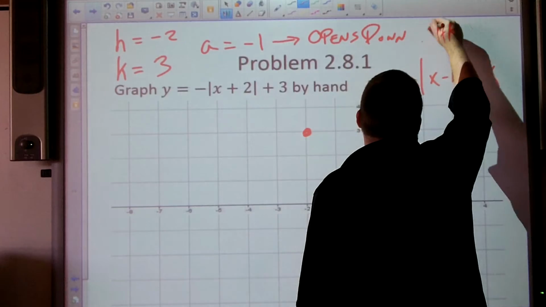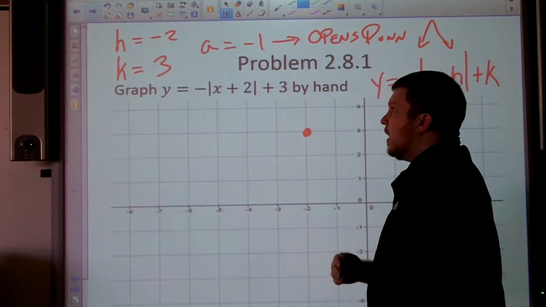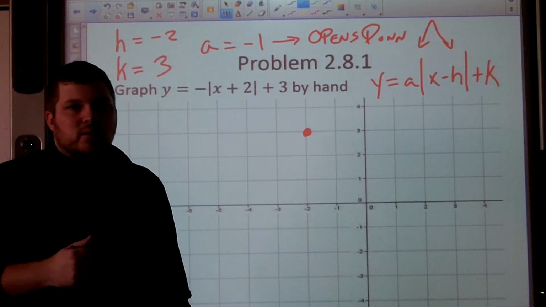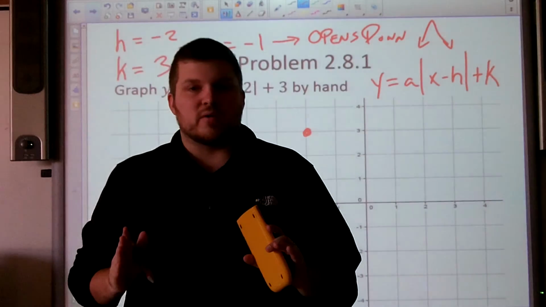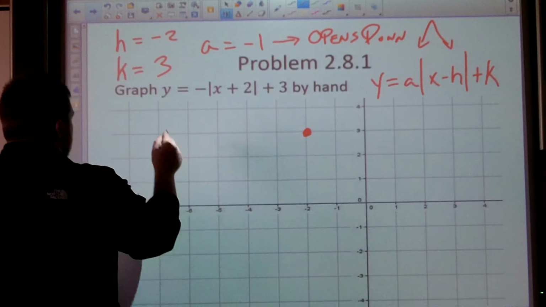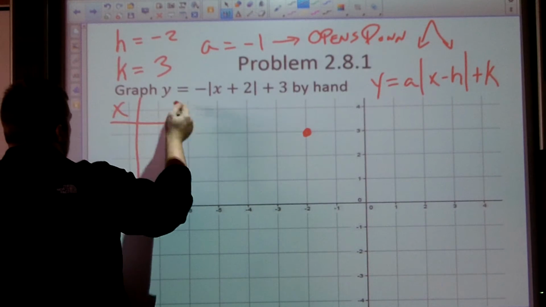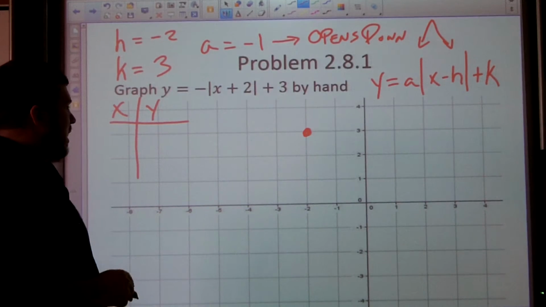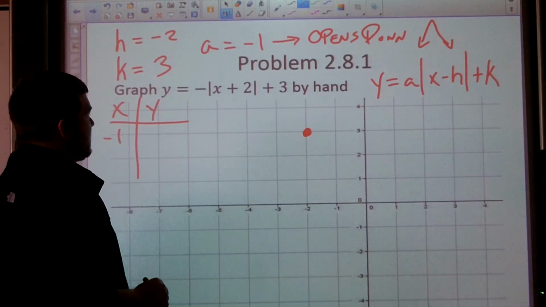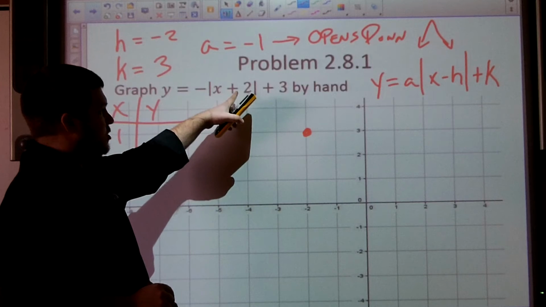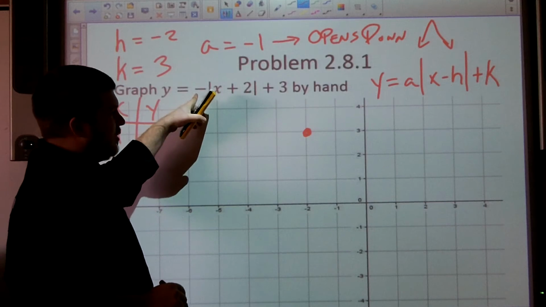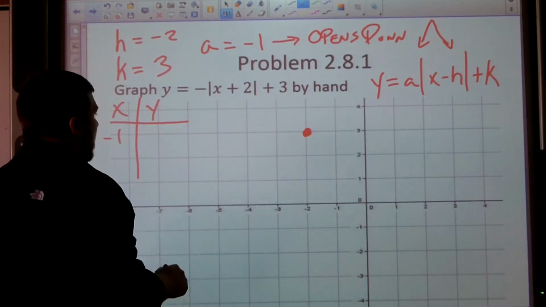Meaning it's going to look like the roof of my house. Okay, it's going to look something like that. Now, the absolute value of a is equal to 1, so it's going to be the same width. It's not going to be any steeper or any wider than the parent function, absolute value of x. So that's good. Now what I need to do is just plug in and make a table of values. So x, y. What I'm going to do now is just pick a nice ordered pair. So let's say x equals -1. When x equals -1, everywhere I see an x, I'm going to plug it inside. -1 plus 2 is +1. Absolute value of that is +1, times -1 is -1, plus 3, so that's +2.